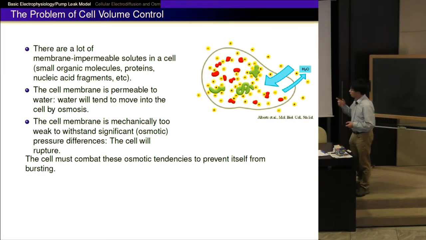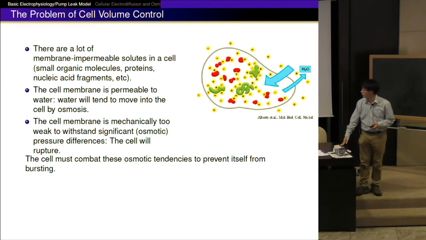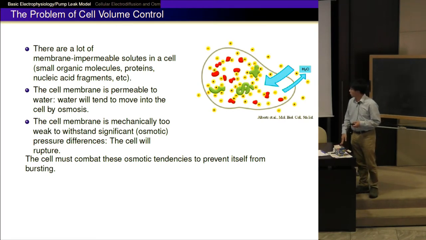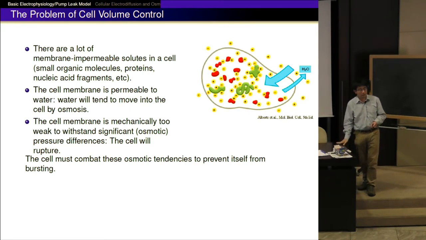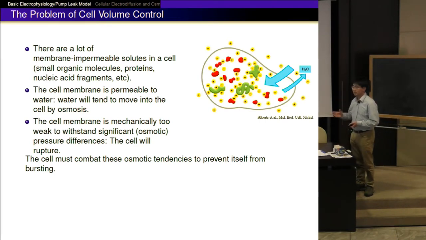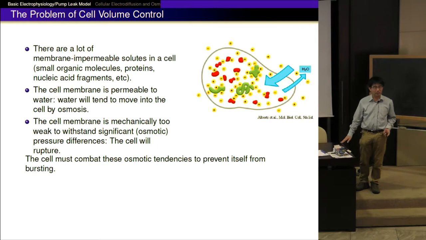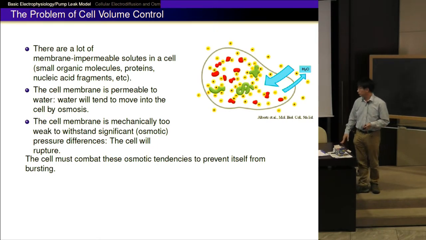Well, there are a lot of membrane impermeable solutes inside the cell. Those are small organic molecules, proteins, nucleic acid fragments, etc. And the cell membrane is permeable to water. So because outside of the cell you don't have these small molecules, water will tend to come into the cell, seep into the cell, because the membrane is permeable to water. But it turns out that the cell membrane is mechanically too weak to withstand significant osmotic pressure differences, and so if you leave the cell at that, then the cell will rupture. So the cell must somehow combat these tendencies.